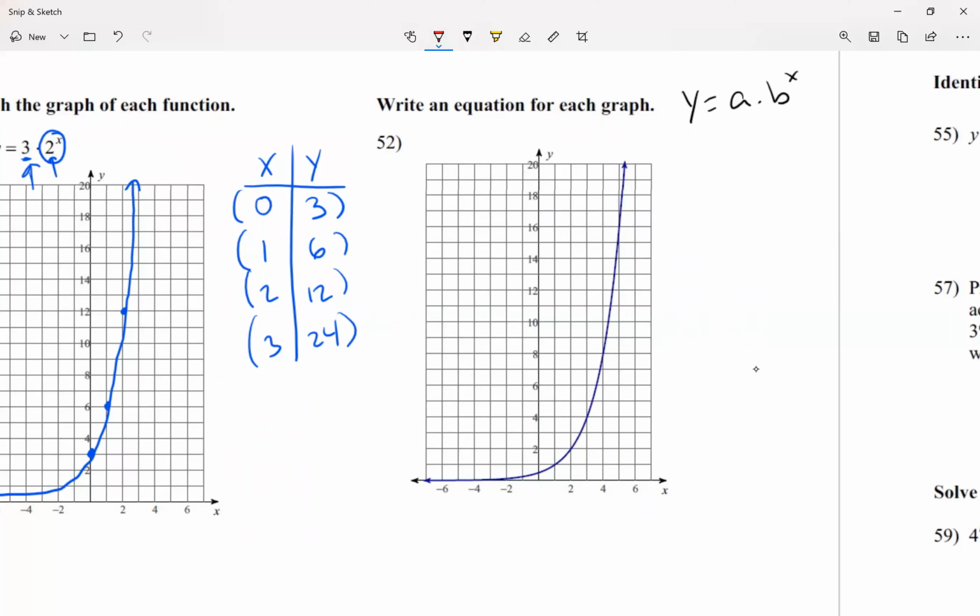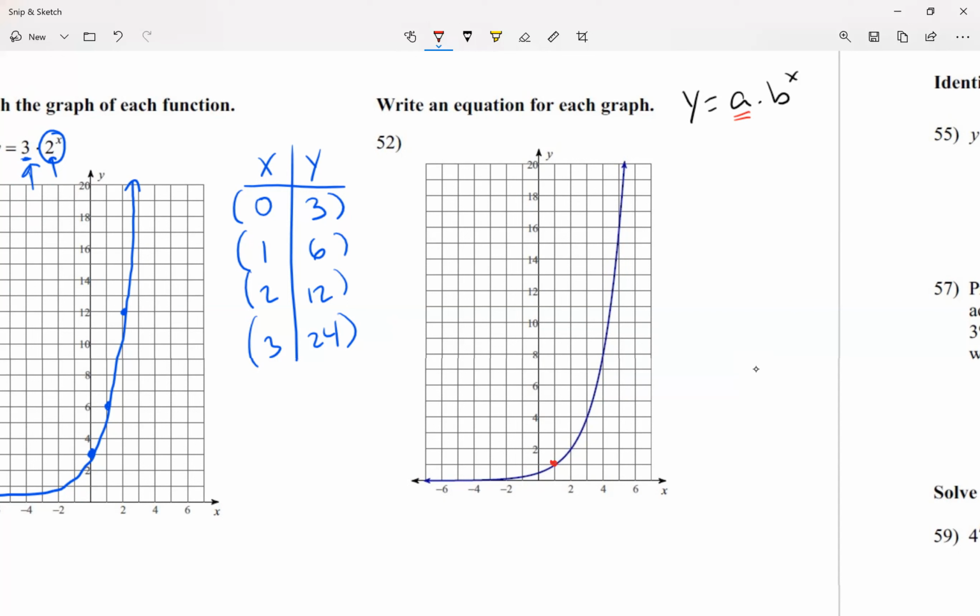My a is going to be, where do I cross on the y-axis? Sometimes I can cross at a point. Cool, that's going to be nice. Unfortunately, I cross on the y-axis right there. Can you guys see what the y value is? I don't know. Looks like 1/3 or 1/2. At this point, I don't know, so I'm not going to guess. I'm going to get some points.